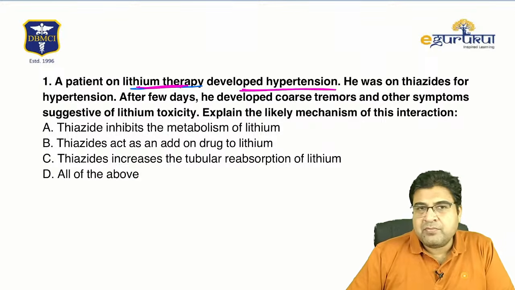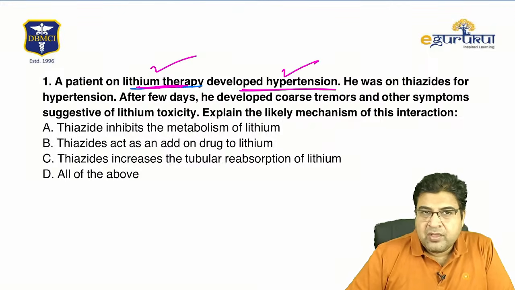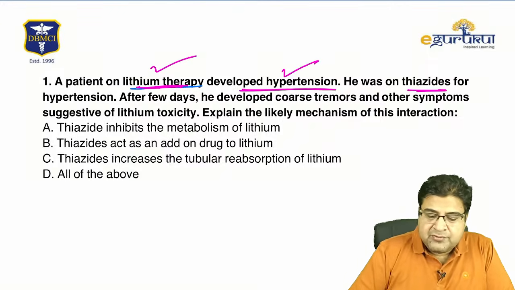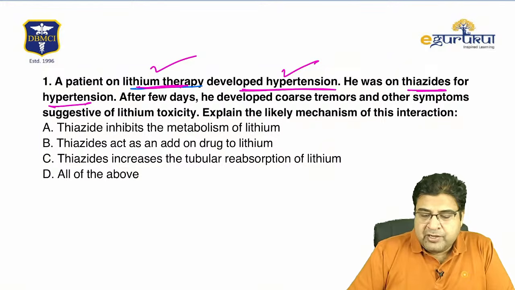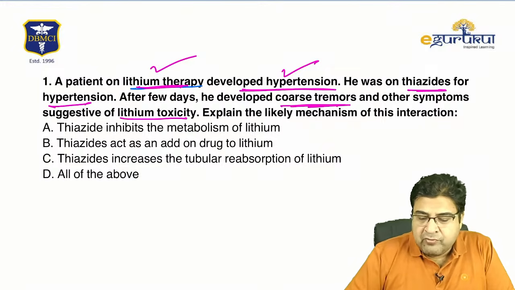Like this question is from CNS now. So lithium therapy, a patient on lithium therapy has got hypertension. Now you have given thiazides for the hypertension. The patient has developed coarse tremors and other symptoms suggestive of lithium toxicity.